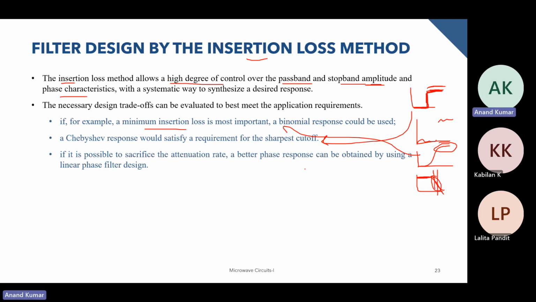And then it might also happen that you want a better phase response, and in that case you can use a linear phase filter design. We won't cover this, but it is there in Pozar, and you can refer to other literature as well. So we'll look into the binomial, maximally flat filter design, and we'll discuss Chebyshev also. We'll go to a little depth on the mathematics of this, and we'll use the inferences from here to design the Chebyshev filter.